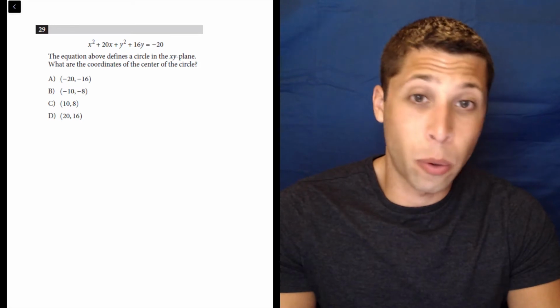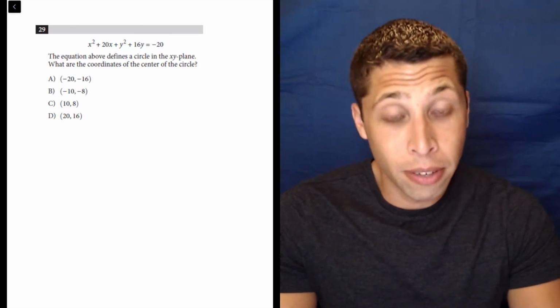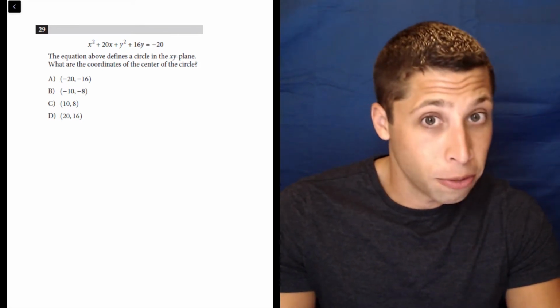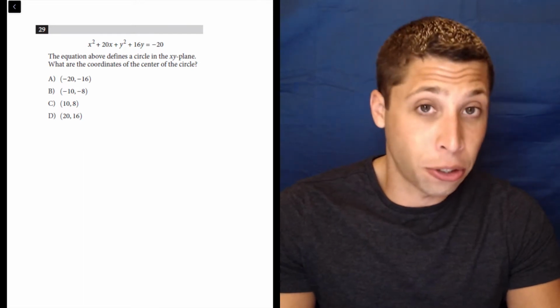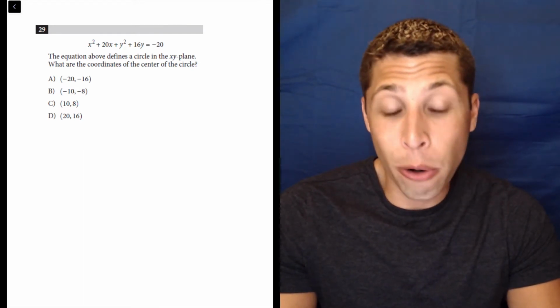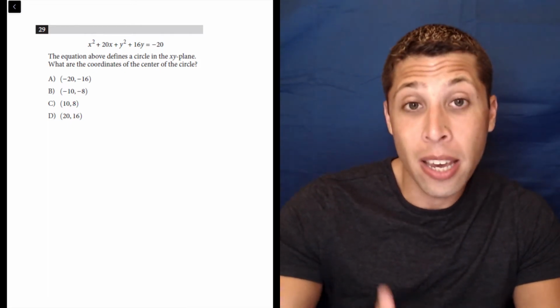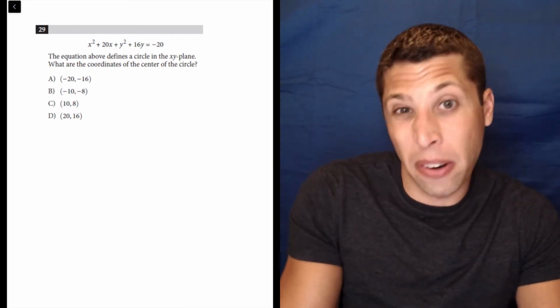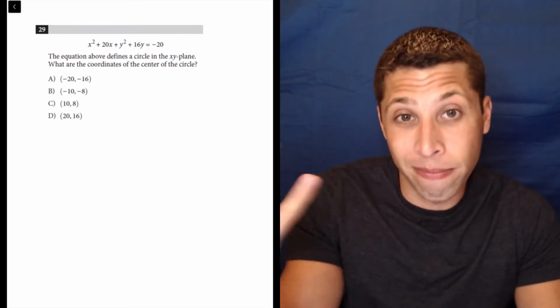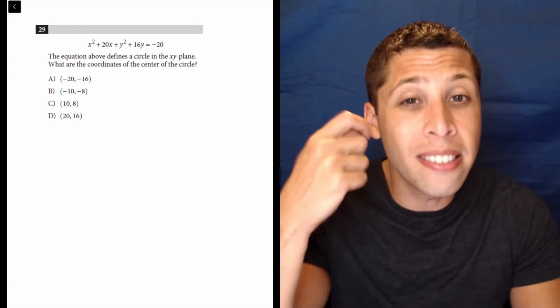Here's a great example of a question where you just need to know yourself, okay? This is about circles. And in order to find the center of the circle, we're going to need to know the circle formula. And unlike something like y equals mx plus b, the circle formula just doesn't come up very often on the SAT or in regular math. So it's not something that's as easily accessible.